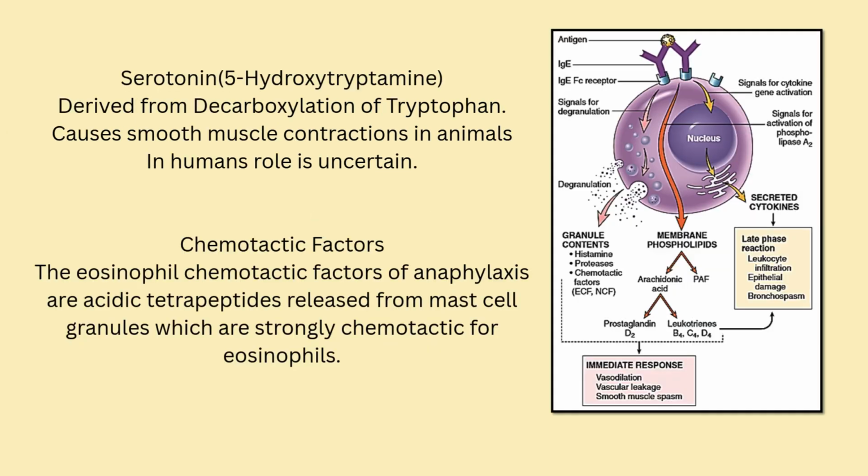So here we understand in the picture that as soon as the antigen comes in contact, there is degranulation which occurs. The granule contents are histamine, protease and chemotactic factors. Membrane phospholipids are also released, like arachidonic acid and PAF. The arachidonic acid releases prostaglandins and leukotrienes. The prostaglandins cause immediate response like vasodilation, vascular leakage, smooth muscle spasms, whereas the leukotrienes result in late phase reaction like leukocyte infiltration, epithelial damage and bronchospasm.